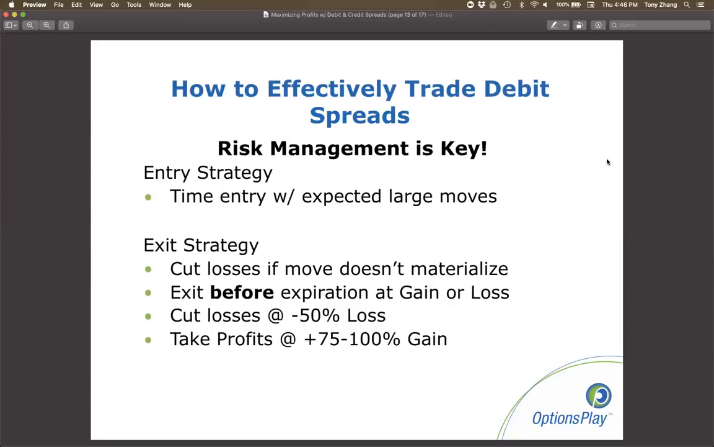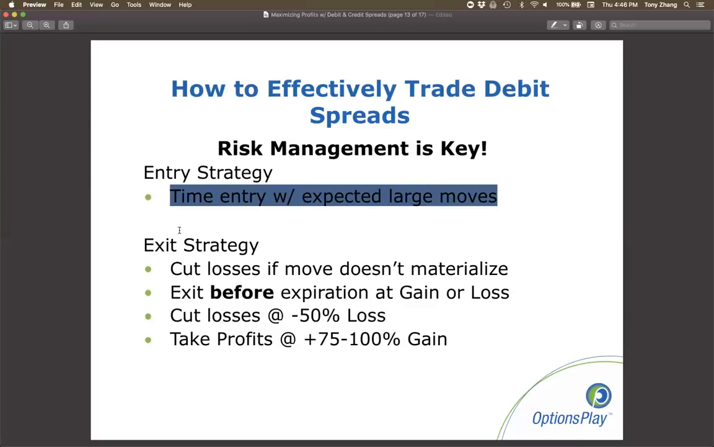And with both strategies, risk management is absolutely key to your success with trading these. Now, when it comes to debit spreads, like I said, on the entry, you want to time entries when you expect a large move to happen. So only use these debit spreads when you're expecting the stock to make a large move in one direction or another. A lot of times breakouts, bounces off support and resistance levels, good times to consider getting into these trades.